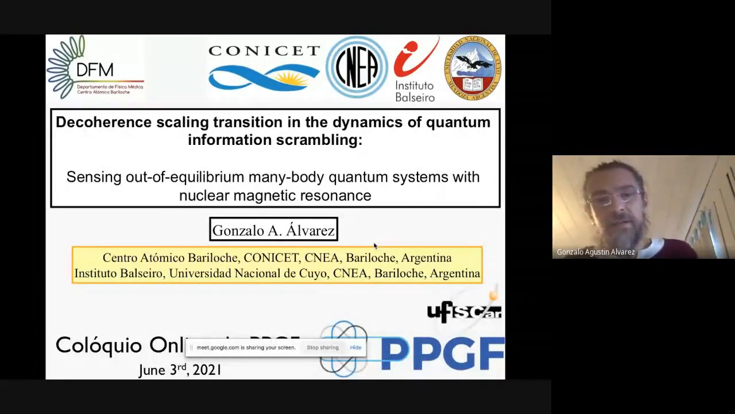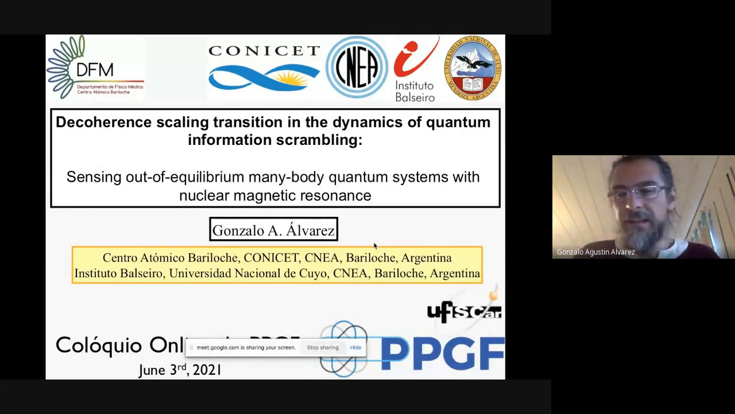And as Romain mentioned, we have a nuclear magnetic resonance lab. The idea is to show you how we can develop techniques from quantum physics and quantum information processing, mainly to study the dynamics of quantum information, the dynamics of quantum systems that are out of equilibrium. I will show you some techniques to study this propagation of information in quantum systems. And in particular, I hope at the end to show how with these techniques we can study some kind of physics, the coherent scaling transition in the dynamics of quantum information scrambling.